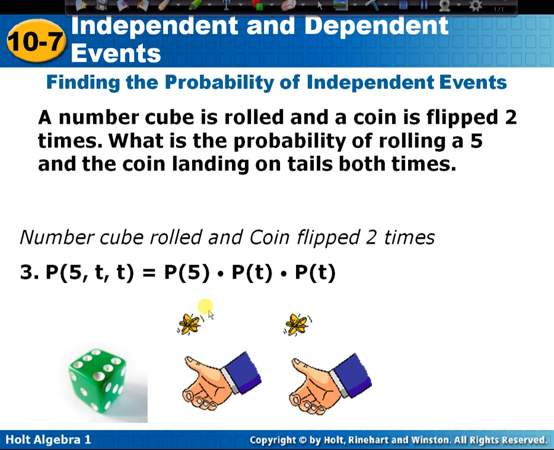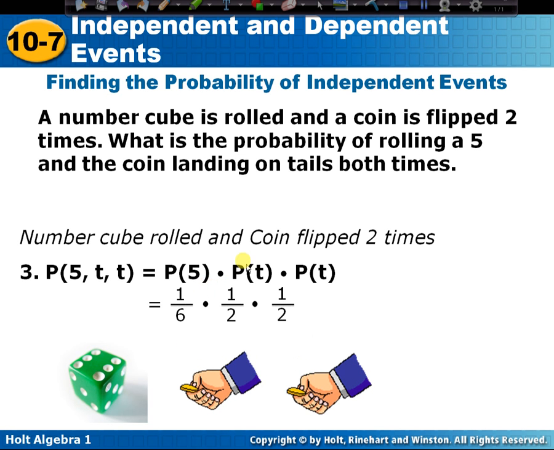So again, the probability of rolling a 5 on a 6-sided die is going to be 1 in 6. The probability of flipping tails on a coin that has 2 sides is going to be 1/2. So you should have 1/6 times 1/2 times 1/2. Hopefully you have a calculator that will do fractions, but if you don't, I'm going to go ahead and do the math for you. It's going to give you 1/24. You could also multiply that out manually.